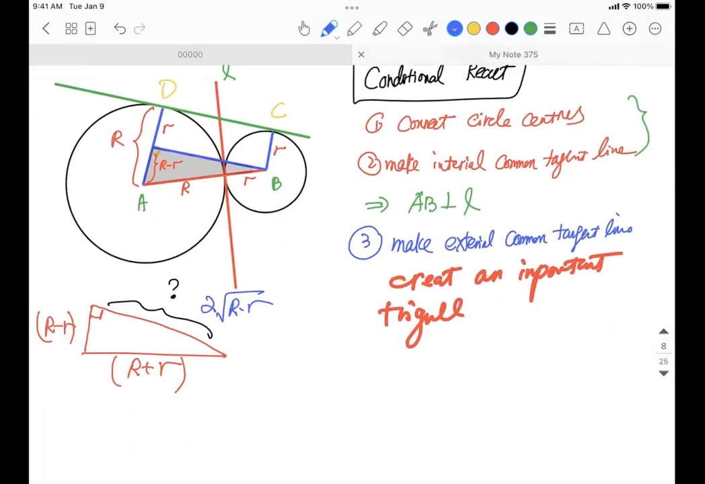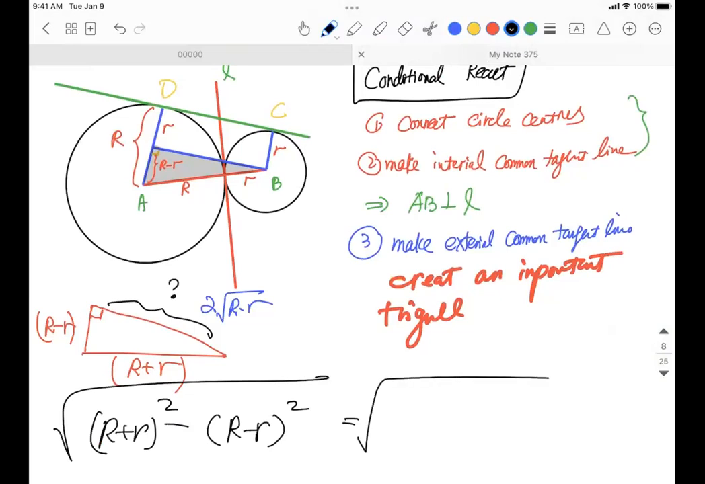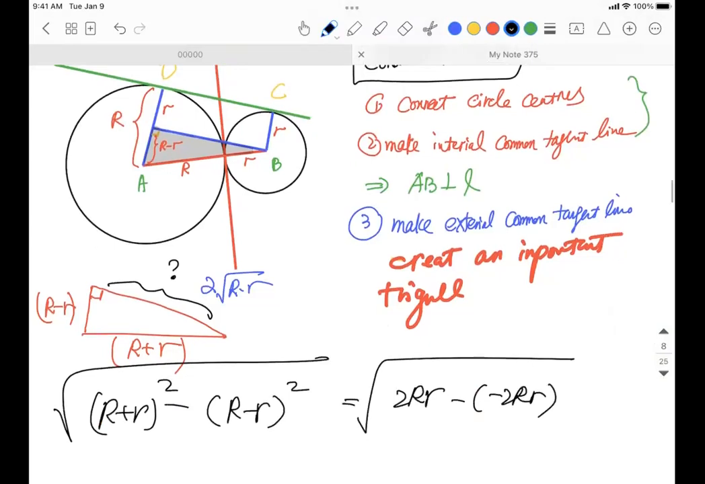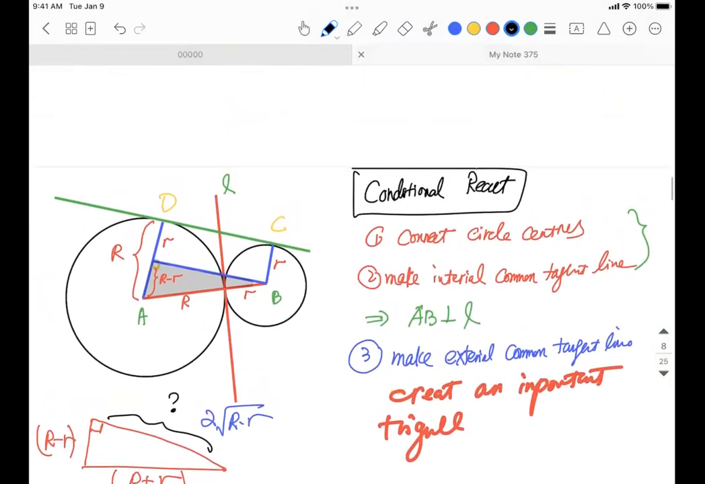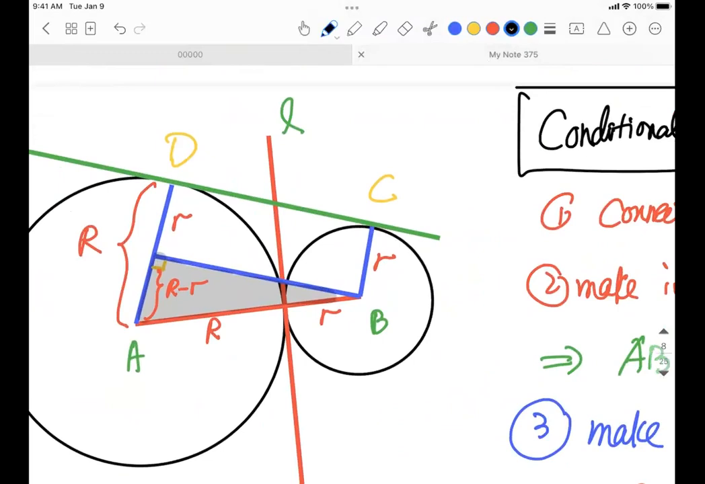Is it right? This is a quick calculation. This square minus this square, and under root, right? This is 2Rr minus negative 2Rr, so therefore it's going to be 2 under root Rr. Does it make sense? Yes or no? Yeah. So trust me, as long as this is 2 under root Rr, and this is also 2 under root Rr, right?